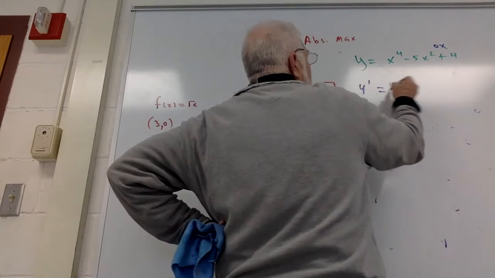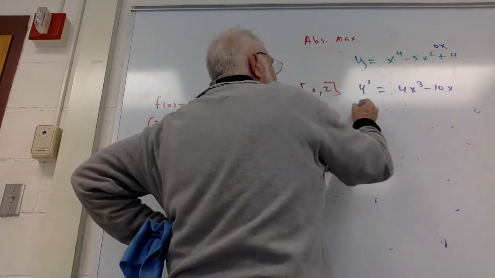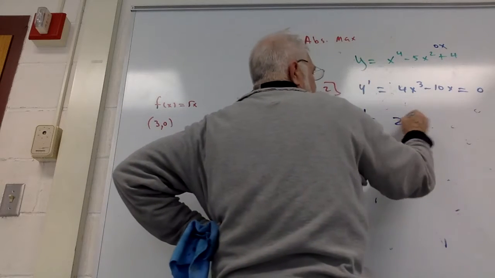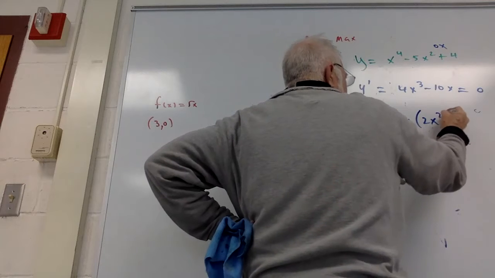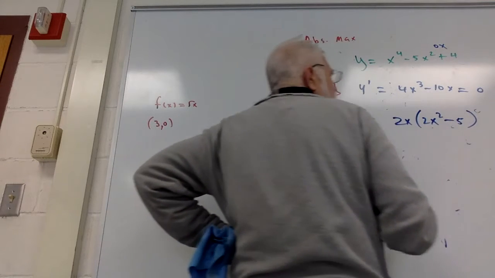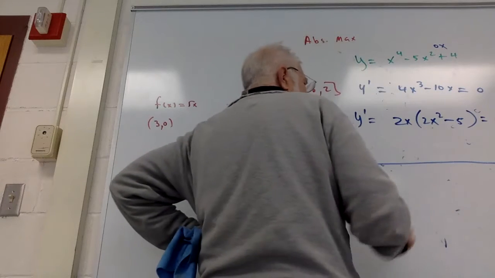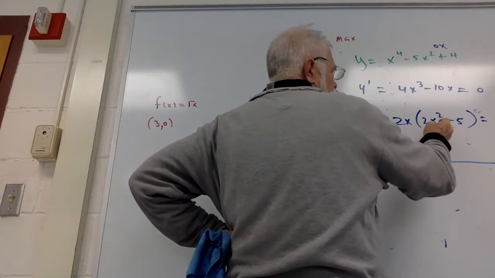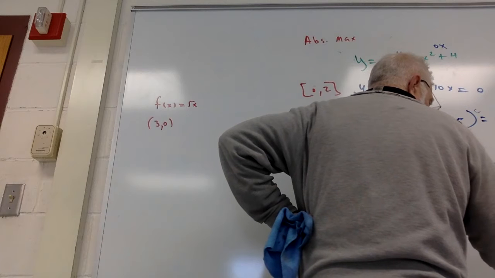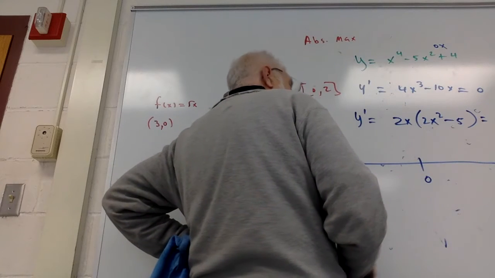And so y prime is 4x cubed minus 10x. Let me just make sure I'm doing that right. Sometimes I get too close to things. So we're going to factor that and set it to 0. We're going to take a 2x out, times 2x squared minus 5. That's right. Okay, that looks to be okay. Equals 0. So we've got a critical number at 0 with a sign change. And we've got critical numbers where 2x squared minus 5 equals 0. So 2x squared equals 5. So x squared equals 5 over 2, and x equals plus or minus root 5 over 2.